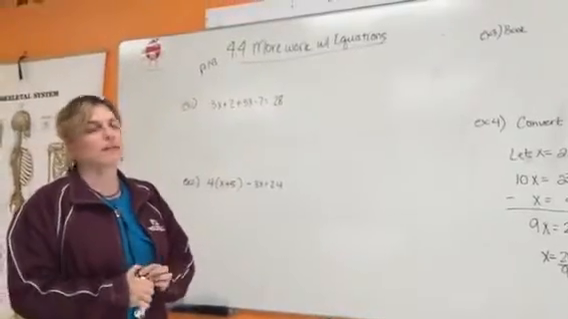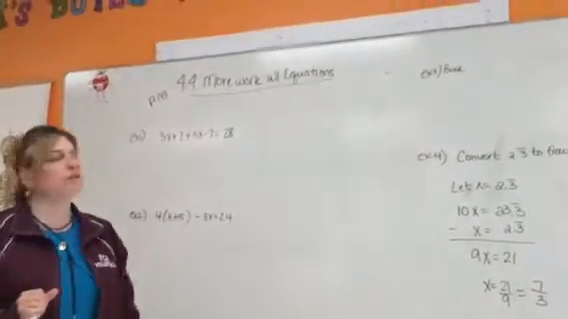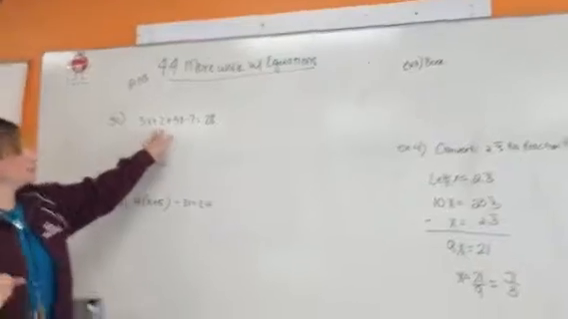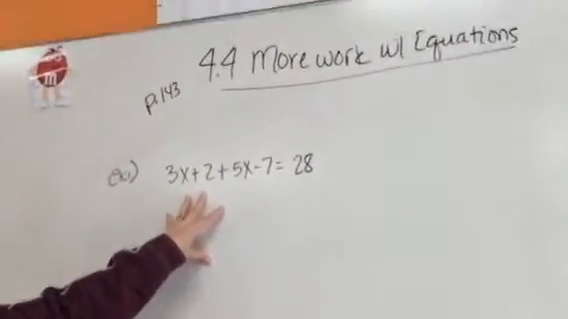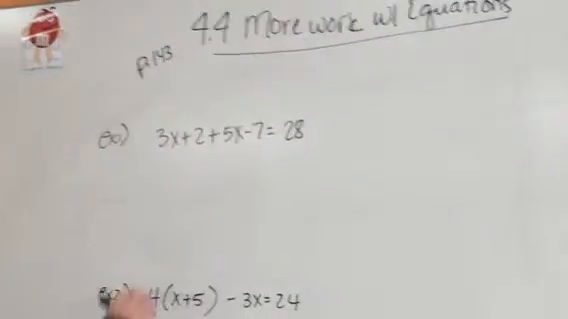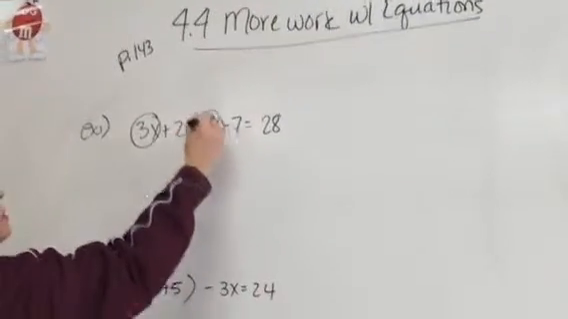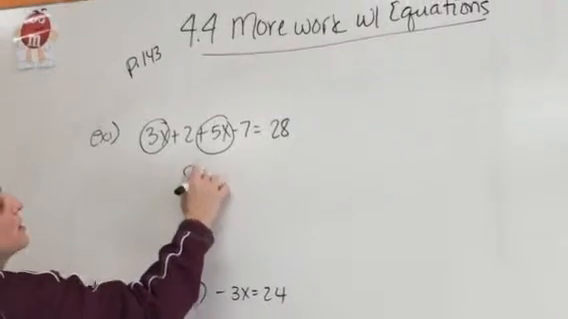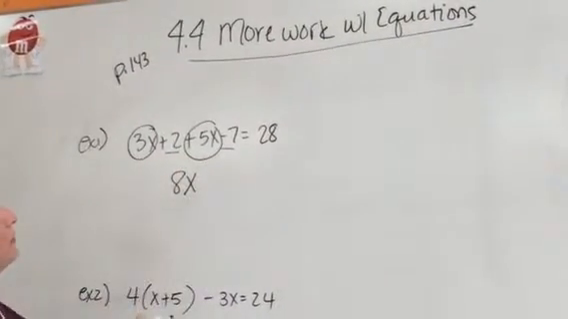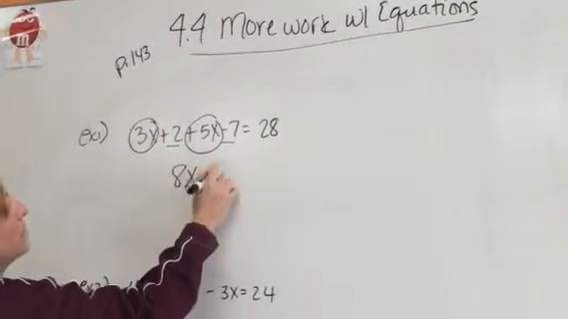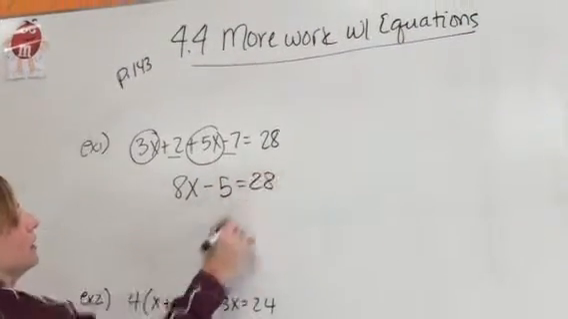Today we're doing more work with equations. This is on page 143. Basically, when you have an equation, if you have something like this, you need to combine like terms and then try to get the variable by itself. So 3x and positive 5x are like, so that's going to be 8x, and then positive 2 and negative 7 are alike. So you have to combine those to get negative 5 equals 28.